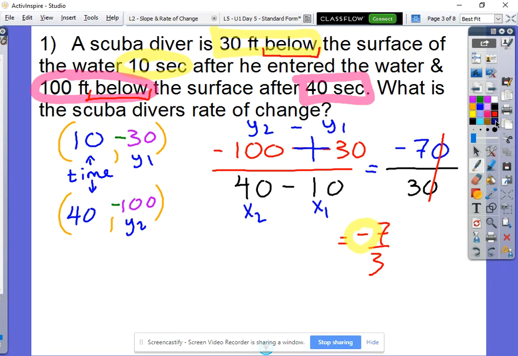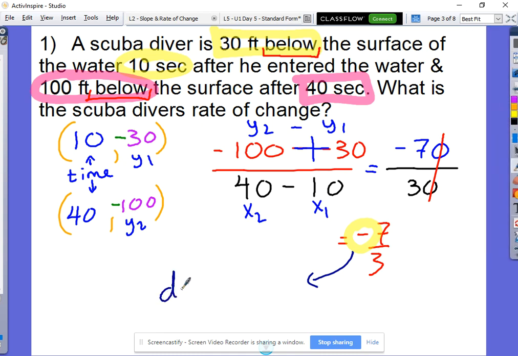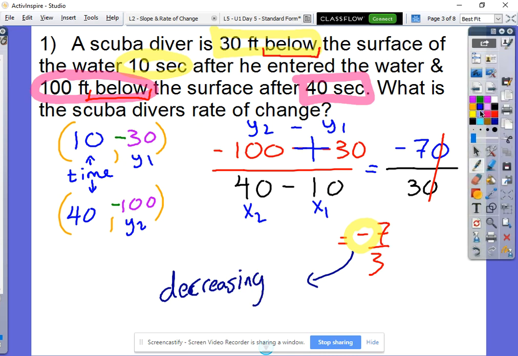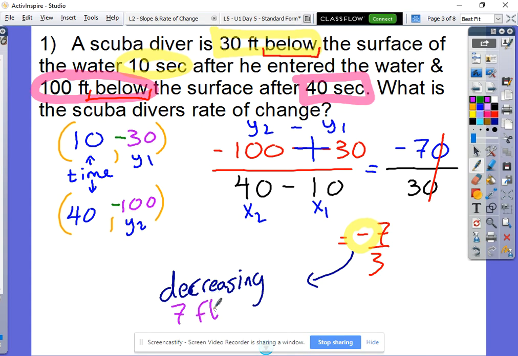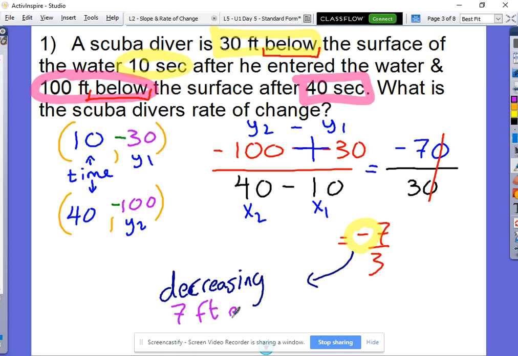Well, what that negative part is telling us is that we are decreasing, because we know it's negative. We are decreasing. And how much are we decreasing? We're decreasing 7 feet every what? Every 3 seconds. 7 feet every 3 seconds.